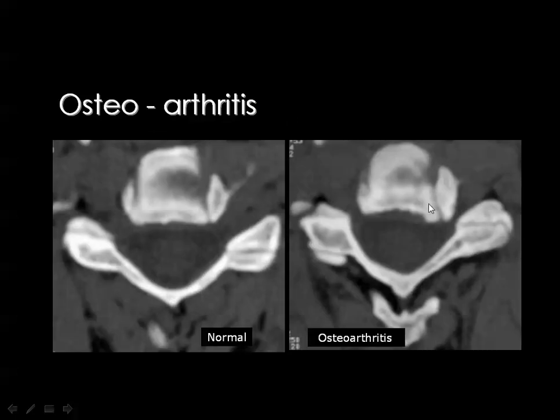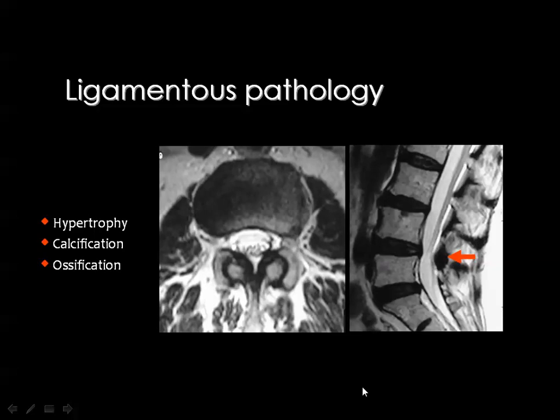And this is osteoarthritis of the neurocentral joint on the left side, encroaching on the neural foramen on the left side, while the neural foramen on the right side is patent. Then we have three osseous abnormalities: anterior osteophytes, posterior osteophytes, and osteoarthritis. Then we come to the ligamentous pathology, and we have three types also.